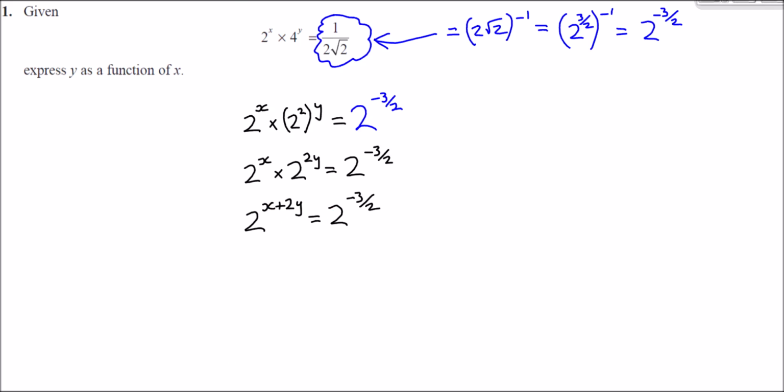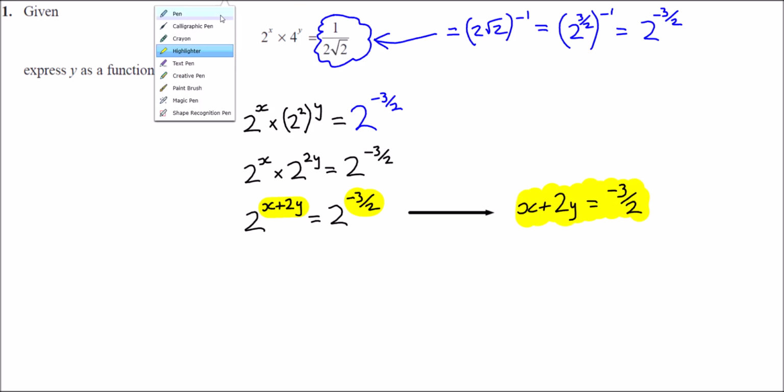Now the base values are the same. The base is both 2, and one side is equal to the other. The only way this can be the case, therefore, is if the powers are also equal. So from this line, we can deduce that x plus 2y must equal minus 3 over 2. So we can then write this down as a more simple equation: x plus 2y must equal minus 3 over 2, just using that yellow.